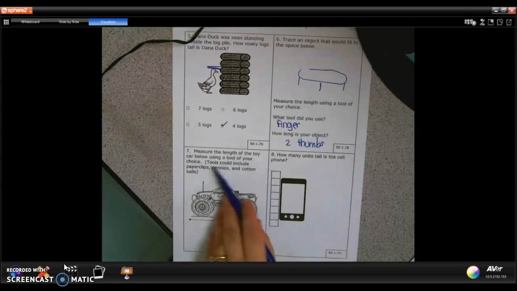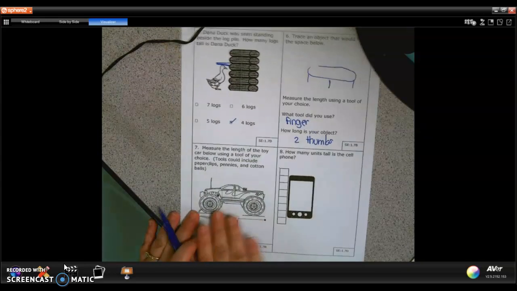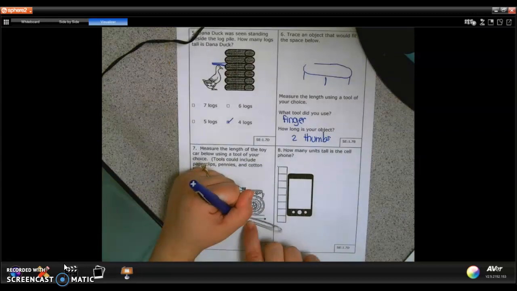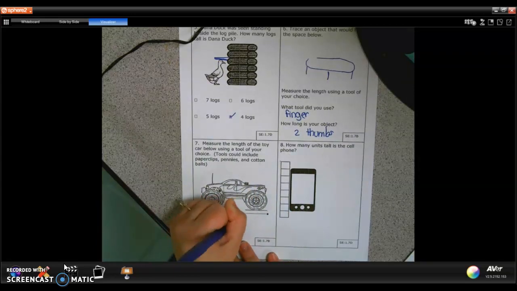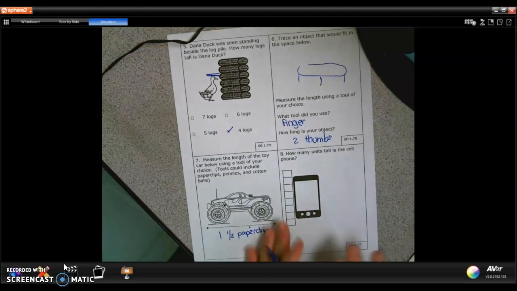Measure the length of the toy car below using a tool of your choice. Tools could include paper clips, pennies, and cotton balls. So however you want to measure it, you would use that tool. So I'd say it's about 1.5 paper clips. But yours may change depending on what tools you have and the size of your paper clips.